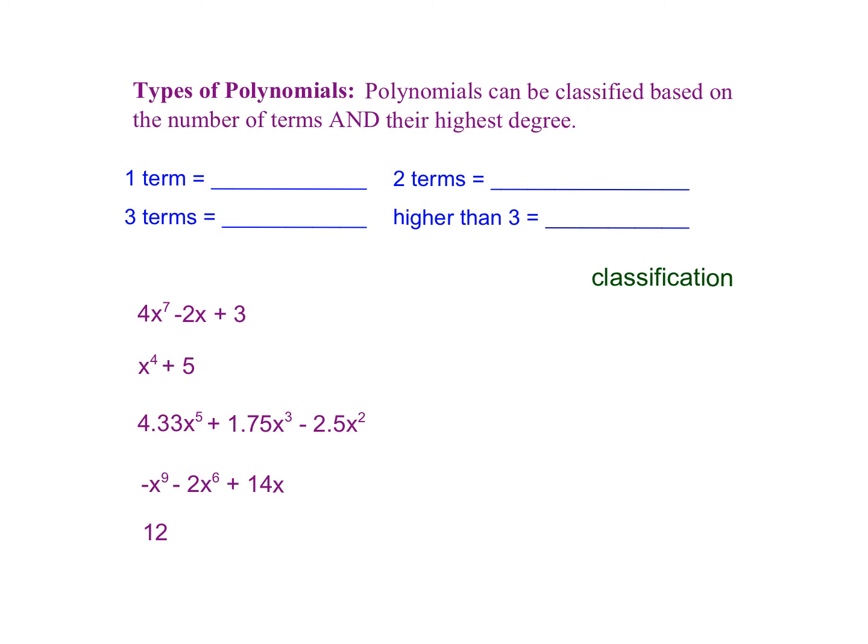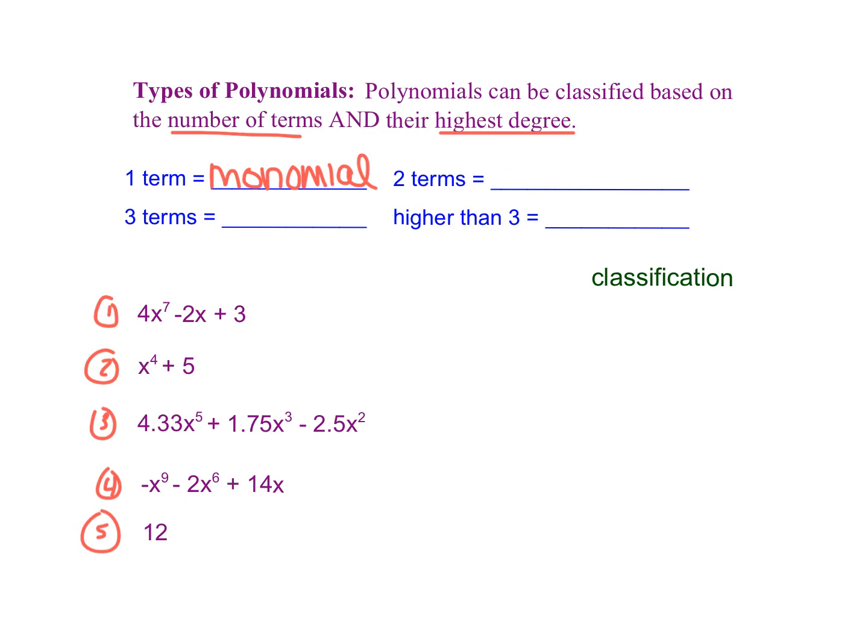We have multiple types of polynomials, and polynomials are classified by using both their number of terms and their highest degree. So what we're going to do here is talk through the special names for the number of terms, and then we're going to classify 5 different polynomials. First, a one-term polynomial, where it has one item, is called a monomial.